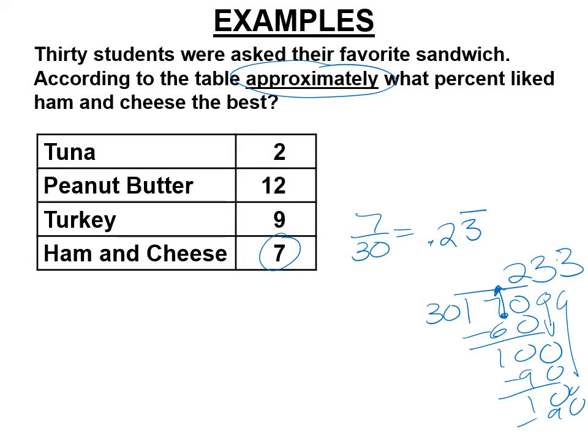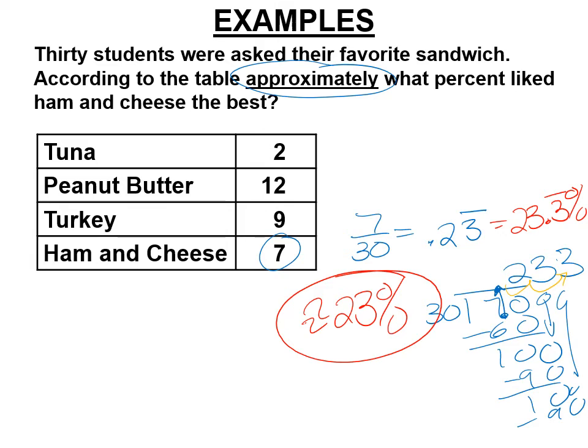Now we're going to move the decimal twice. I got yellow there. And I get 23.3 repeating percent. But it says what percent? Approximately. So that's the exact answer. We're going to say approximately 23% liked ham and cheese the best. 7 out of 30.